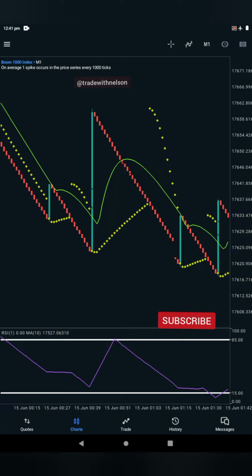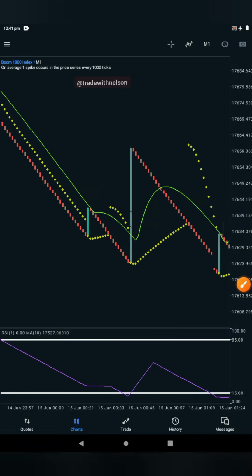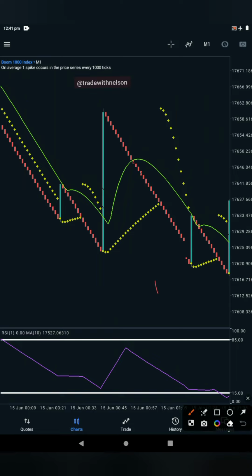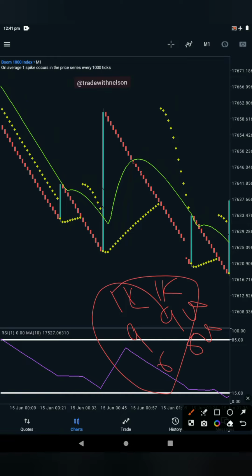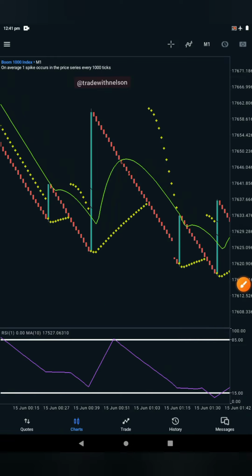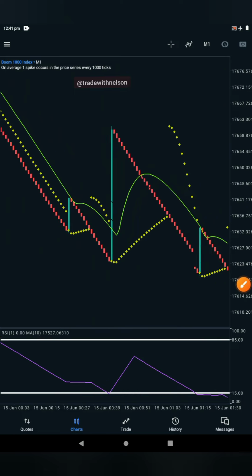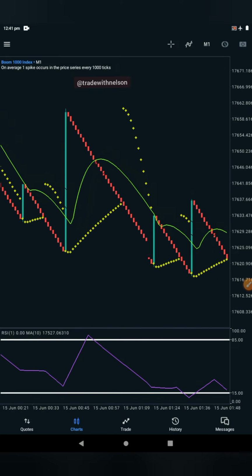So if you look over here, I have a series of indicators and this is the 1 minute time frame, Boom 1000. This strategy works very perfectly on Boom 1000, 900, 600, Crash 1000, 900 and 600. Don't worry, I will show you some chart examples. Before I give you the settings to the indicator, let me quickly explain how this strategy works.